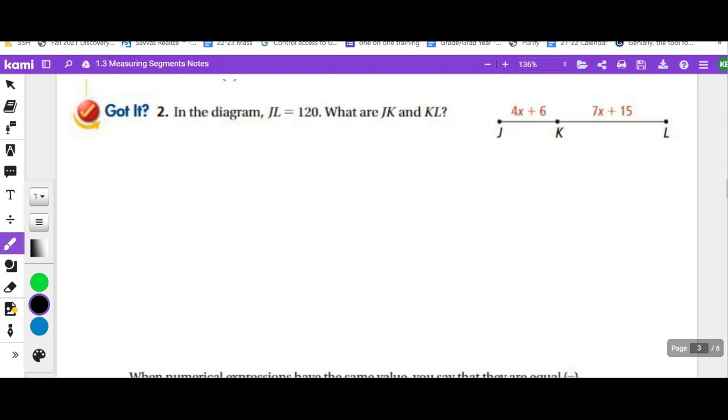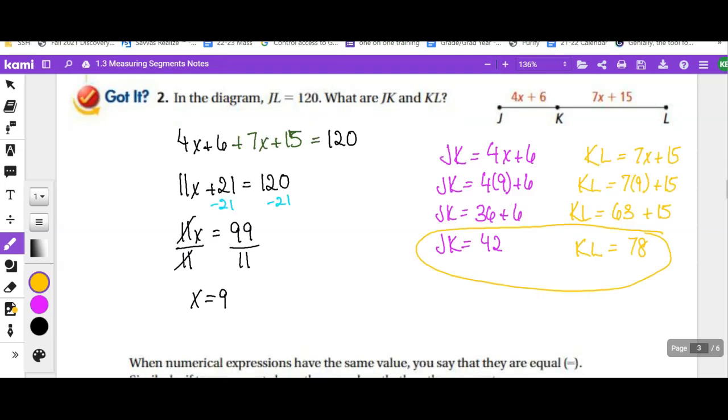Now what I would like for you to do with this one is to pause it. So pause it for as long as it takes for you to work it, and then I'll have the answer. Okay, so here's what we did. We said 4x plus 6 plus 7x plus 15 is equal to 120. Then we combined our like terms. So we ended up with 11x equals 99. We solved for x. x is equal to 9.